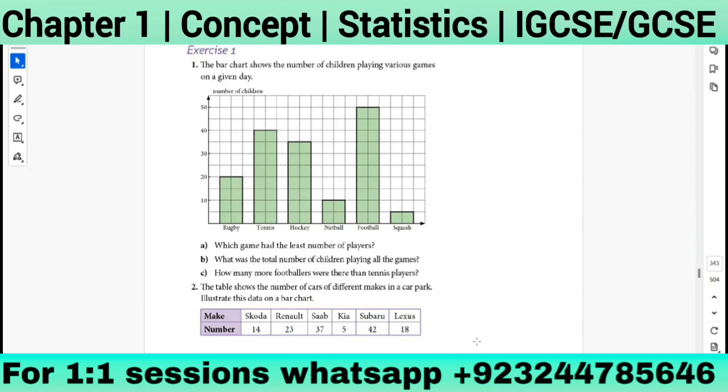Question number A part says, which game had the least number of players? Squash. Squash has the least number of players, and that is maybe five. So the answer is squash. What was the total number of children playing all the games?